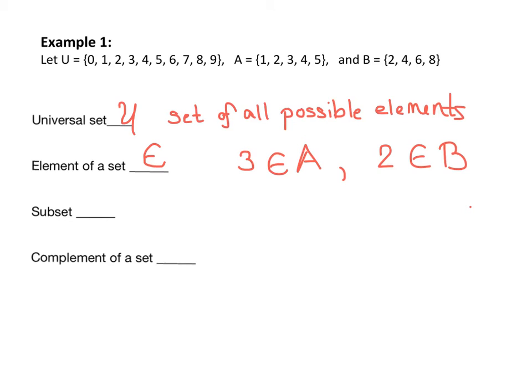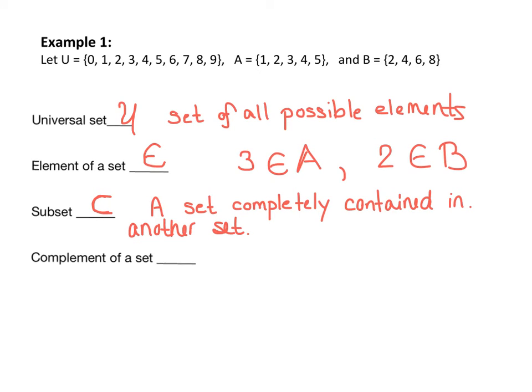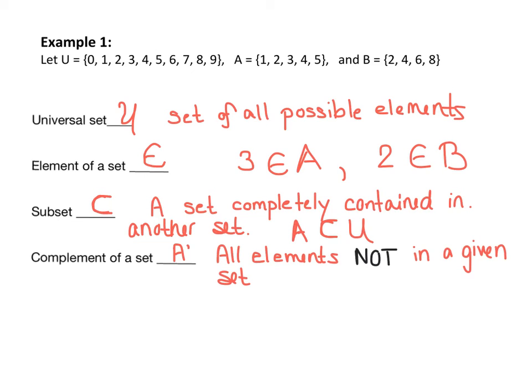So a subset is like this sideways U, and it's of course a set completely contained in another set. So here I'm going to say that A is a subset of the universal set. Now the complement of a set, first of all, it's written like this. So A complement, or the complement of A, would be all the elements not in a given set. So in the given example, A complement, written in set notation, you open up a set of braces. It's always good practice to order your numbers from least to greatest. So U is the universal set. So everything outside of A would be 0, 6, 7, 8, and 9, and I close my braces.